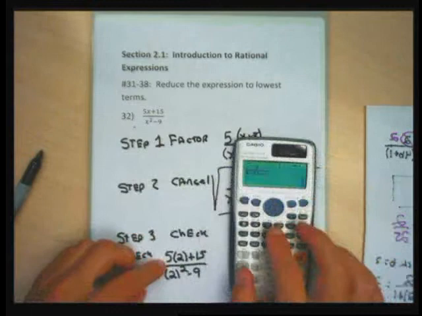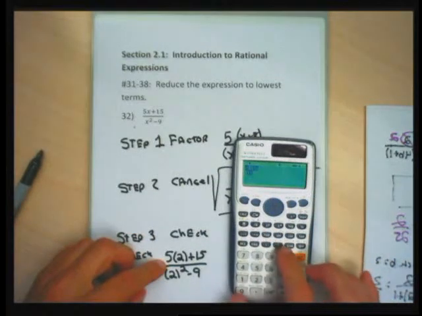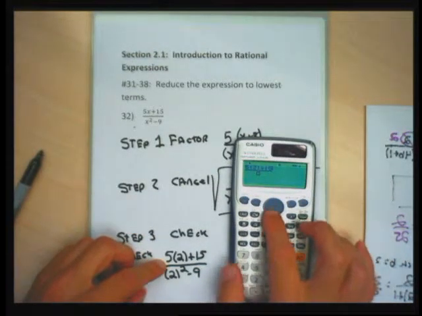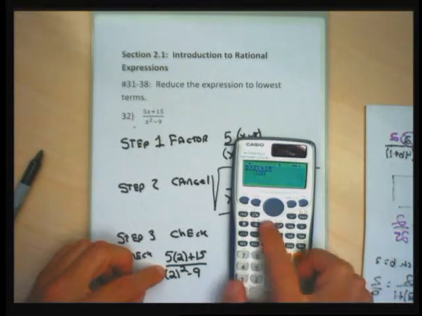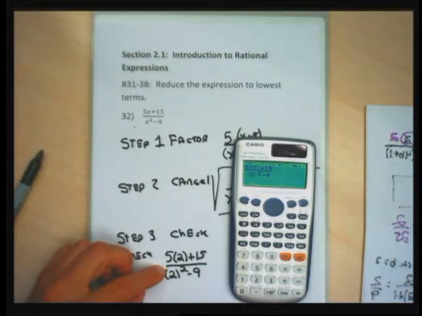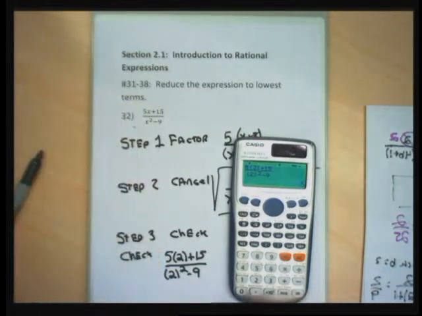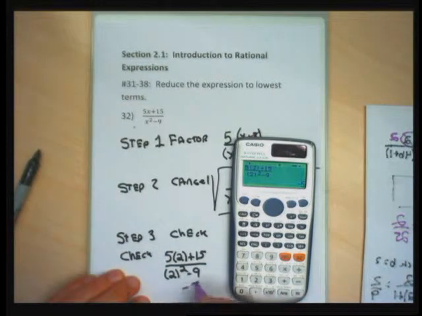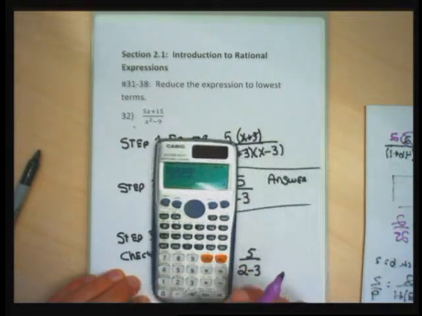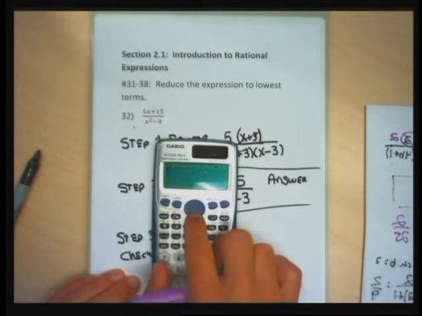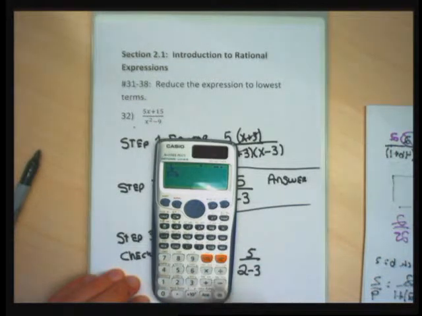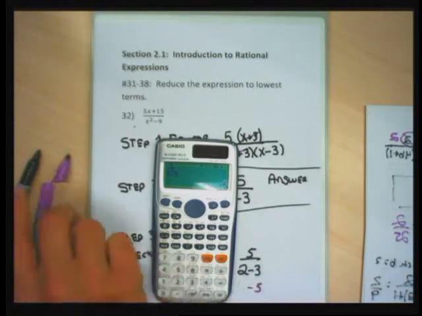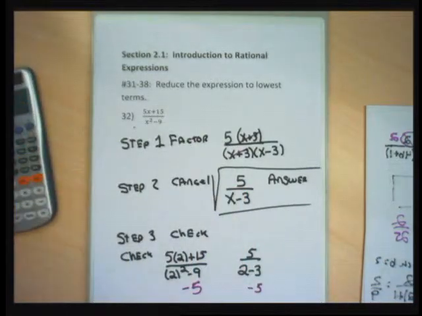So first, easy checking. 5 parentheses 2 plus 15 over 2 squared minus 9. When I plug 2 in for x into the original problem, my calculator tells me this reduces to negative 5. Do the same for my answer. Fraction 5 over 2 minus 3. And when I do that to my answer, I also get negative 5. Because I got the same number when I plugged in 2 into the original problem and into my answer, I think my answer is correct. So the answer for 32 is going to be 5 over x minus 3.